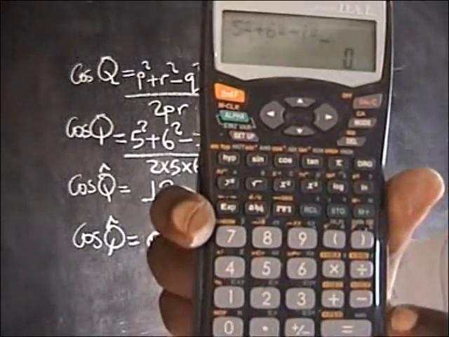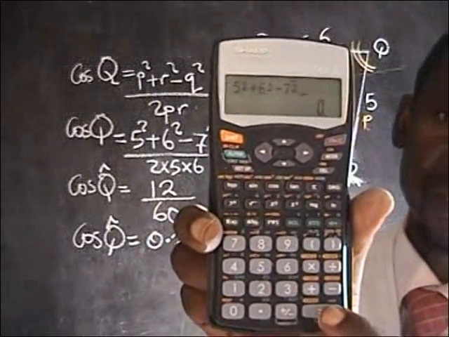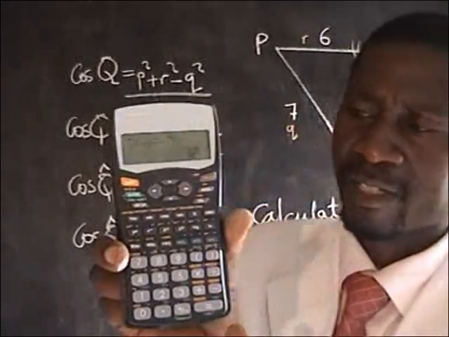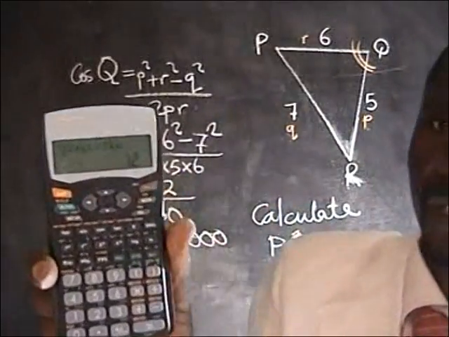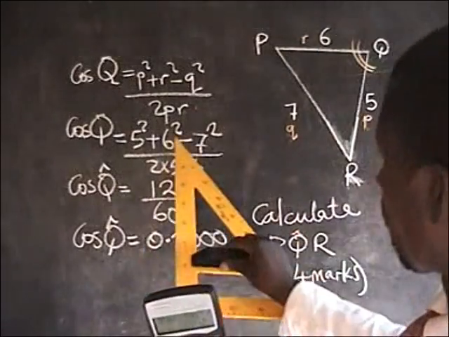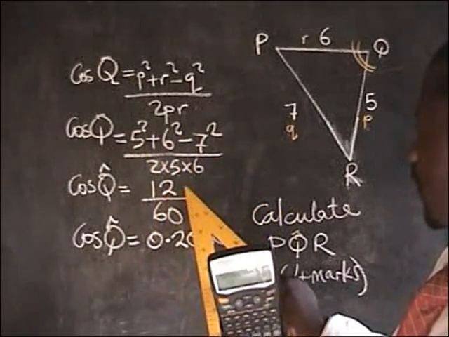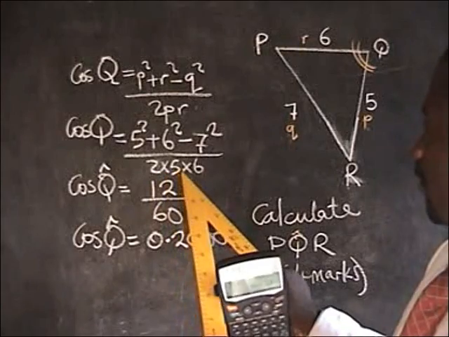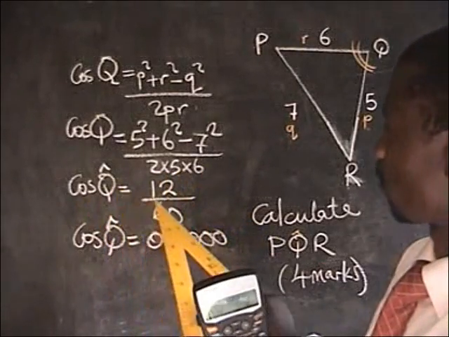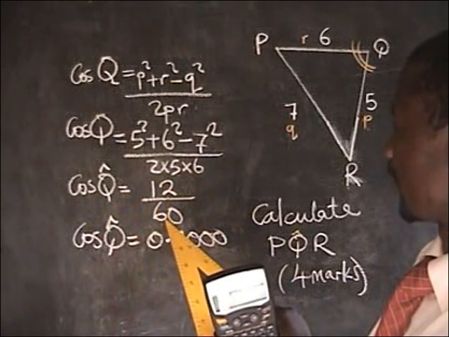So all I need to do is press the equal sign once, like that. If I press the equal sign, then what I have is 12. As you can see, that is a 12. And for this reason, this is the 12 up there, which I transferred there. And down there, it's 2 times 5 times 6, which is 60. And as you can see, cosine Q equals 12 divided by 60.